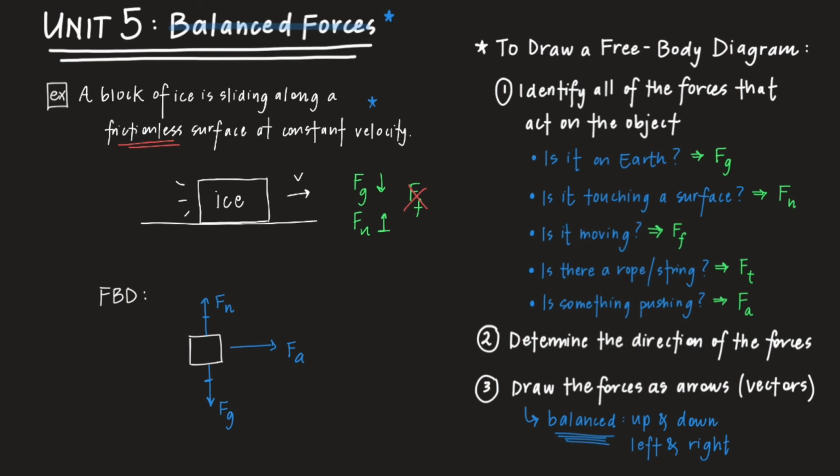It's just moving along the surface at a constant velocity. Okay, it's just gliding along by itself. So something must have pushed it, but we're not interested in that. We're just looking at it right now where nothing is pushing it, and it's just sliding along at constant velocity, and we have balanced forces up and down and left and right. And that's free body diagrams.